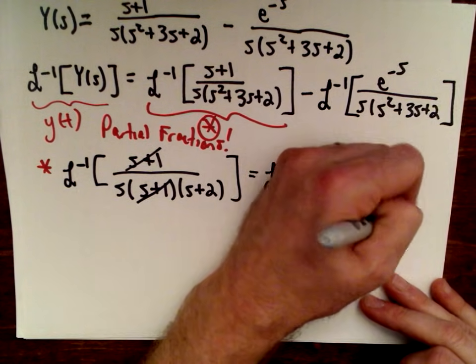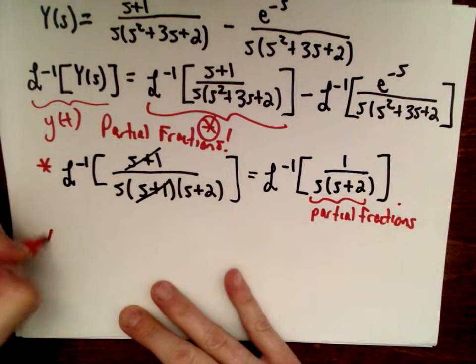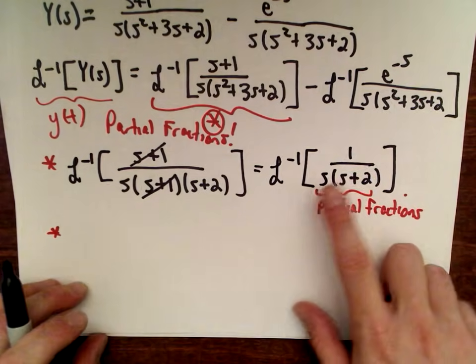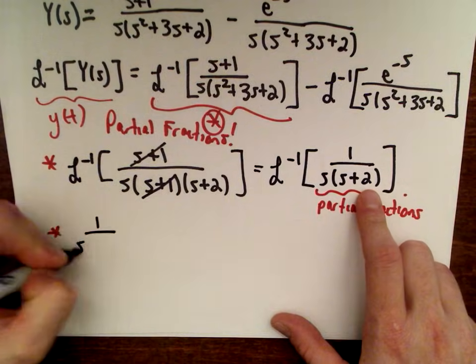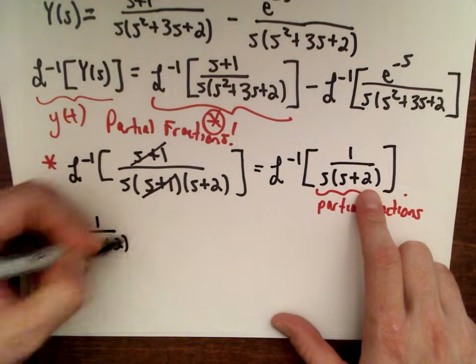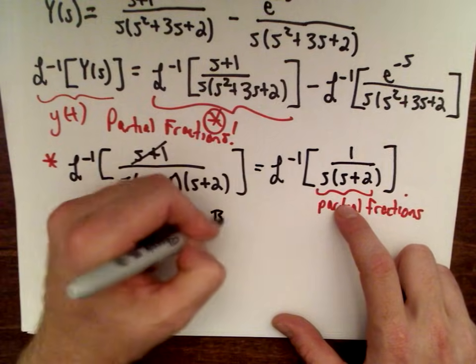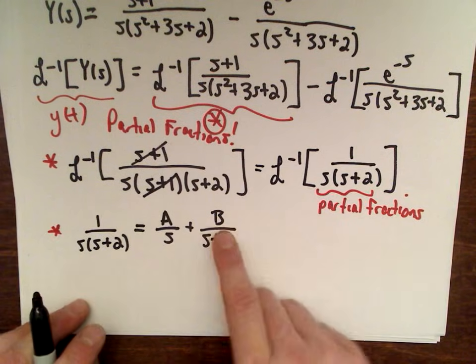To basically put this in a good form so that we can use our table. Okay, so again, kind of off to the side here. Recall with partial fractions, these are both linear terms in the denominator. We can write 1 over s(s + 2) as A over s plus B over s + 2. And our goal is now to figure out these constants A and B.